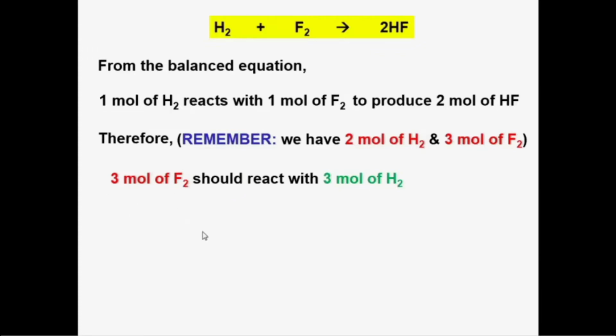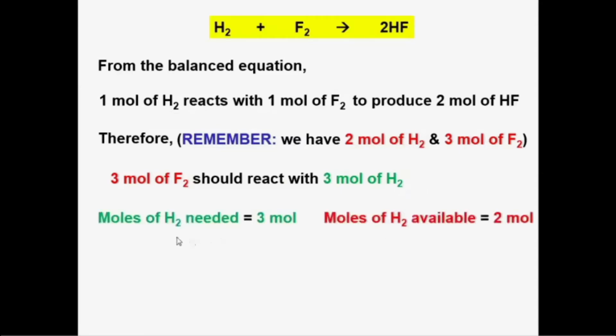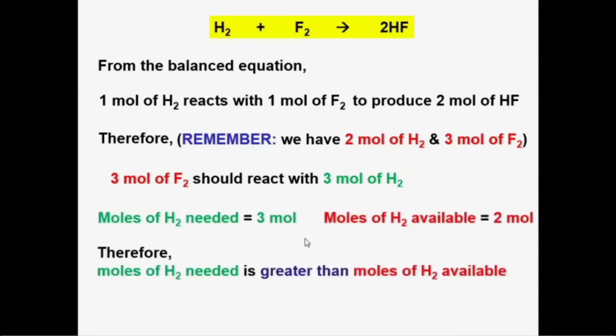However, we don't have 3 moles of hydrogen. How many moles of hydrogen do we have? We have 2 moles of hydrogen, not 3 moles. So the moles of hydrogen needed is greater than the moles of hydrogen available. This means hydrogen is not enough. Hydrogen is not enough, so what will happen to the reaction?